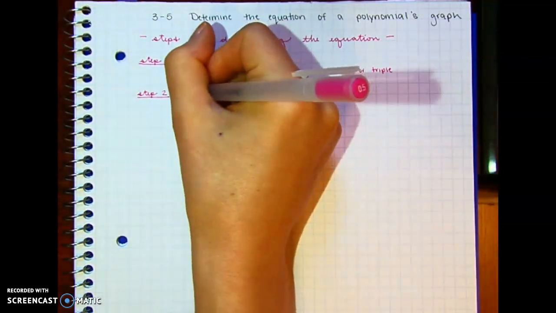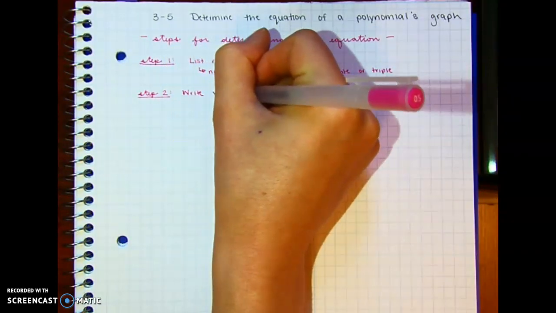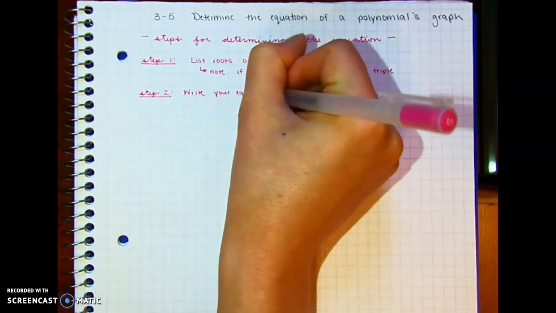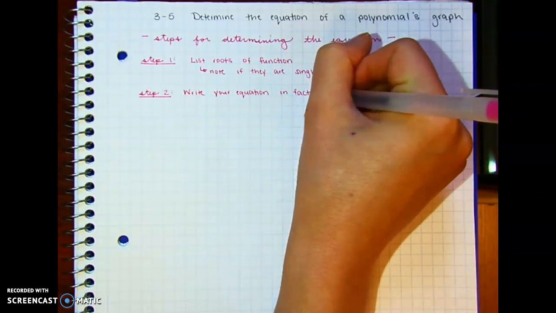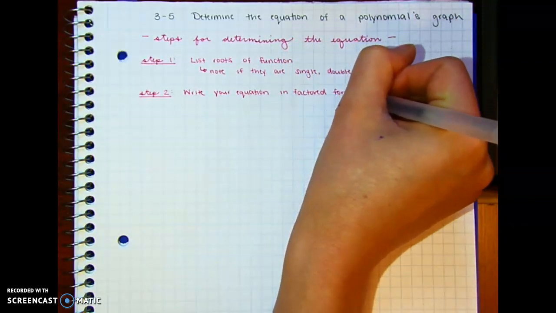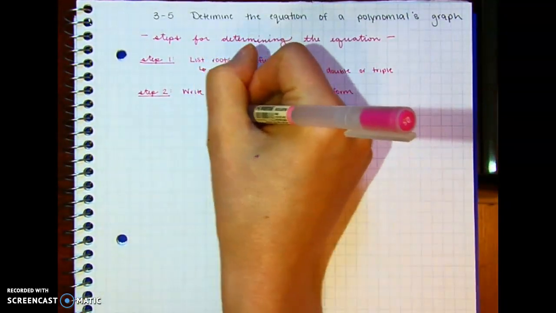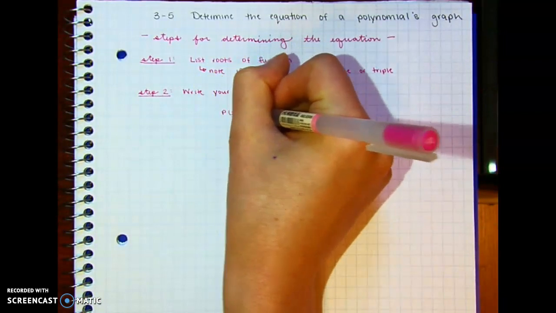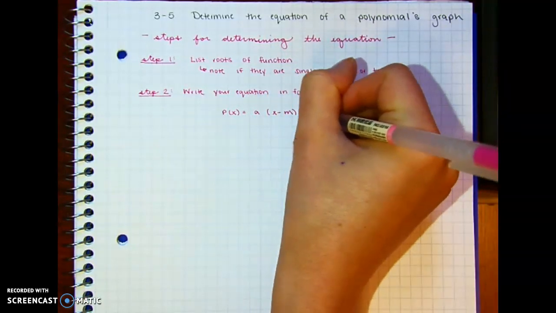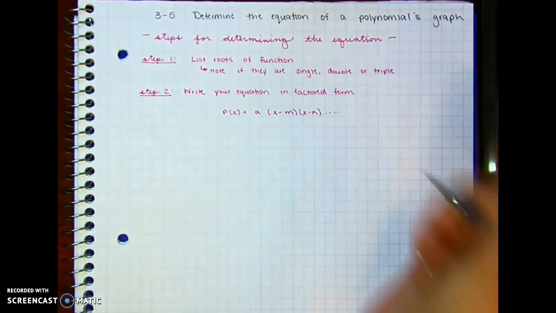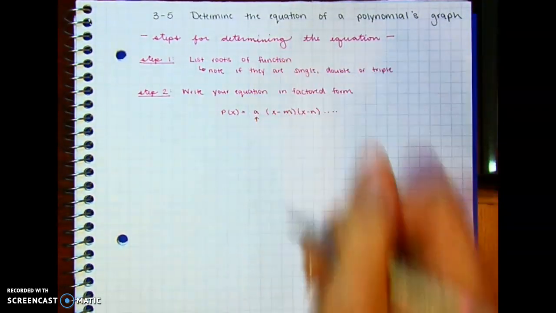Write in factored form. So this is like what we did in the last chapter. So that's going to look like p of x equals a, and then we're going to have a bunch of factors, x minus m, x minus n, I don't know. Could keep going, it depends. The important thing is to take note of there could be an a value.